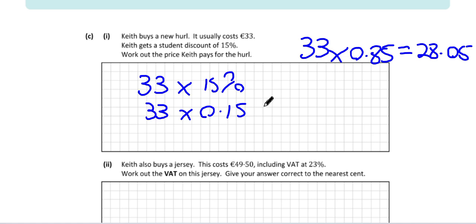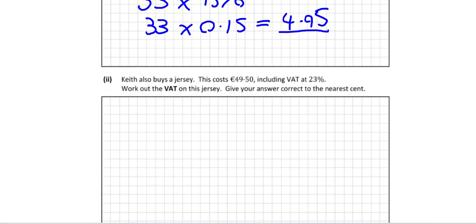So what you got was you got 15% of it. 15% of it was 4.95. Yeah. And what you should have done, yeah, perfect, was you should have taken that away from the 33. All right? Now the next one's an awkward one, okay?